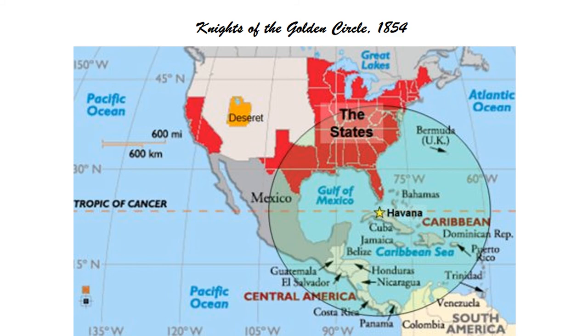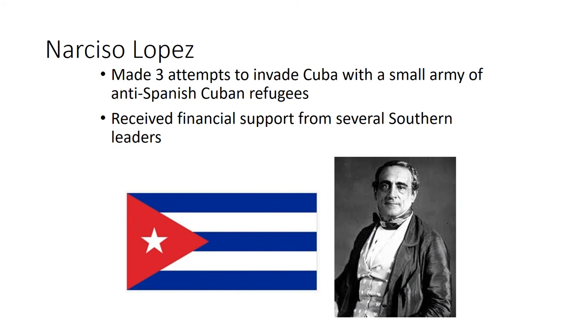gaining these new territories. Now, one example of this happened in Cuba with Narciso Lopez, who had, I think he was originally from Venezuela, but he had lived for a long time in Cuba. He was a minor government operative, and he was a poet also. And he had been banished from Cuba, which was controlled by Spain and had been for centuries. So he was kicked out of Cuba. And he made three separate attempts to invade Cuba with anti-Spanish Cuban refugees, Cubans who, like himself, had either been kicked out of the country or had fled the country and were opposed to the Spanish being in charge.